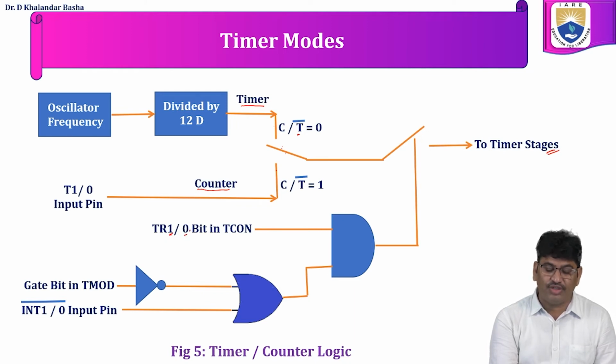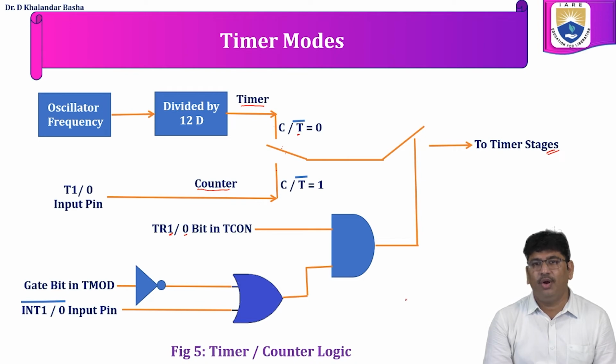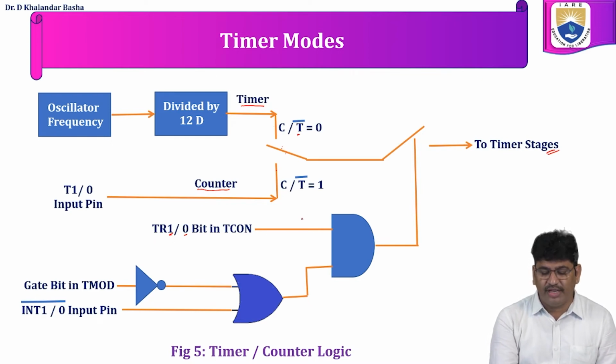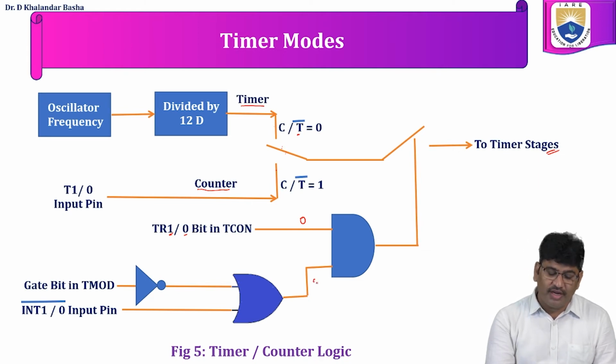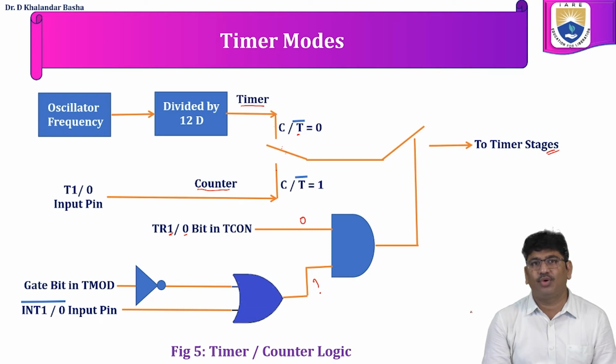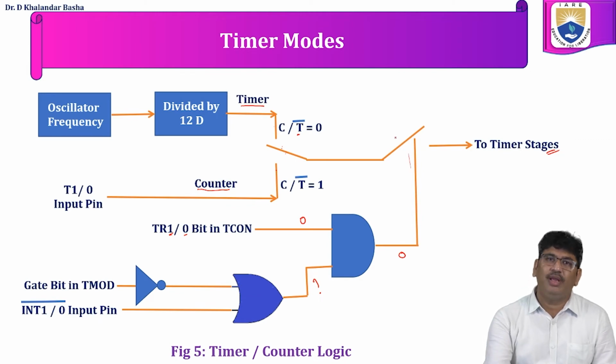If it is for timer 0, it is TR0, whatever we configure in the TCON register. If the timer 0 or timer 1 run bit is equal to 0, irrespective of the second input of the AND gate, the AND gate output will be logic 0. It indicates this switch will be open circuited because the timer is not activated.